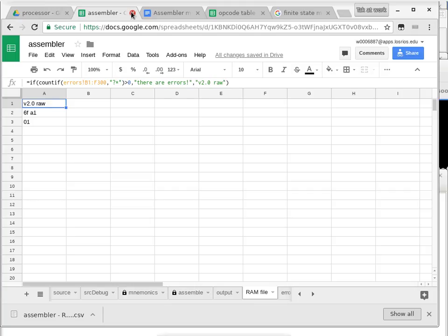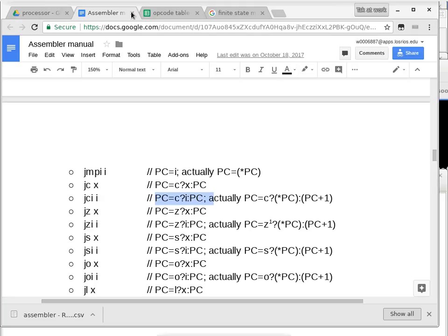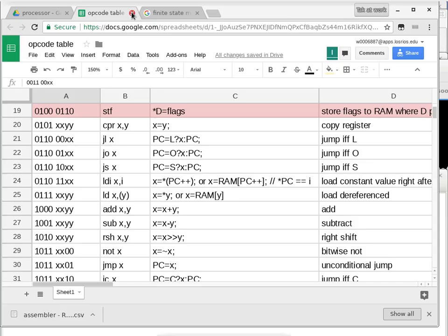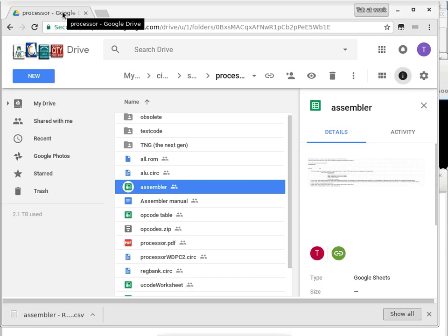Okay, so I can close the assembler stuff so I don't pre-scare people who are going to take assembly next semester.